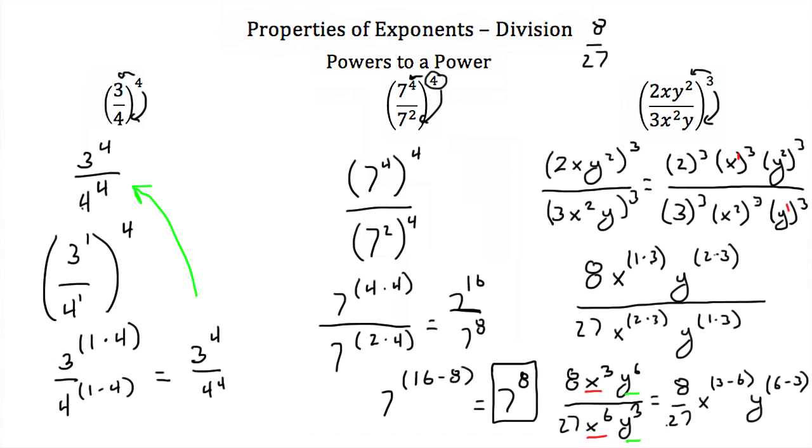Well, this is going to become 8/27 times x to the 3 minus 6, or x to the minus 3, and then y, 6 minus 3 exponent would be y cubed. Now we're almost done. Our x to the minus 3 here is a negative exponent, so we're going to put that in the denominator, and we're going to end up with 8y cubed over 27x cubed. And that would be our simplified expression.